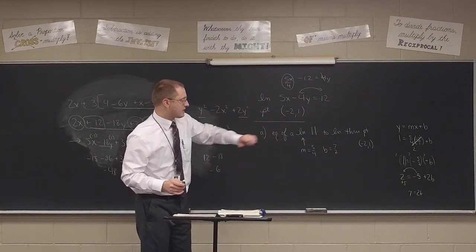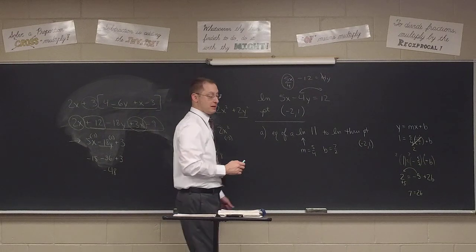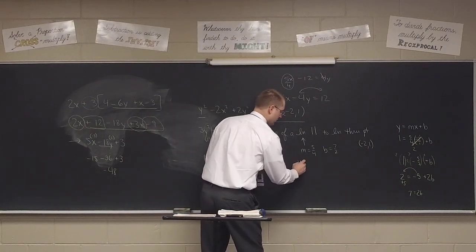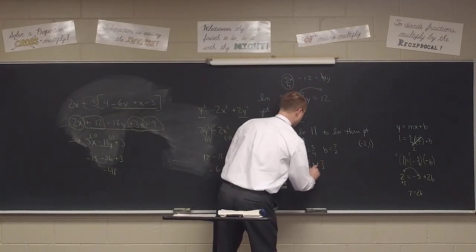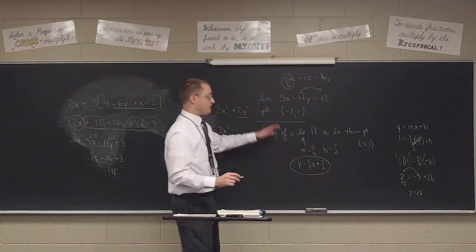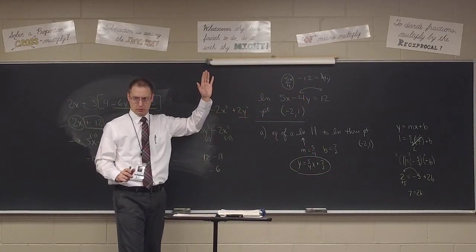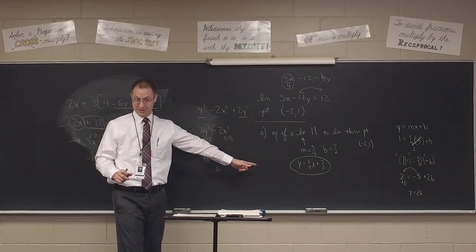So if that's my m and that's my b, what is my equation, Brecken? Back to you. Y equals 5 halves x plus 7 halves. And there we go. How many have this answer for part A? Questions on getting part A?